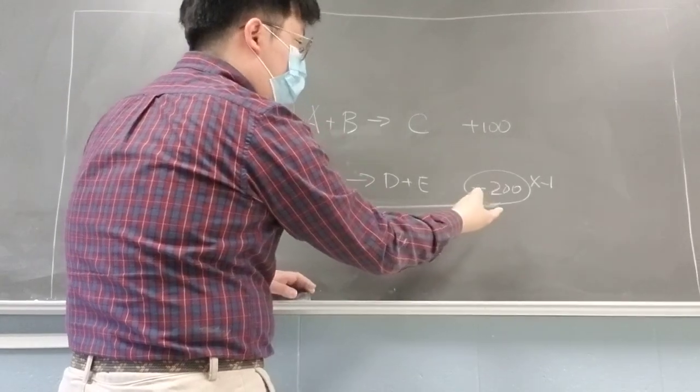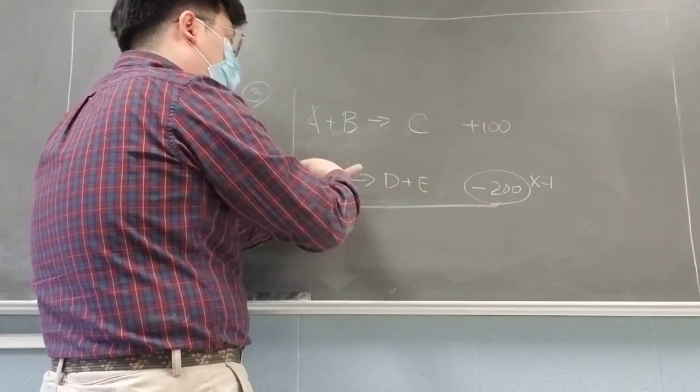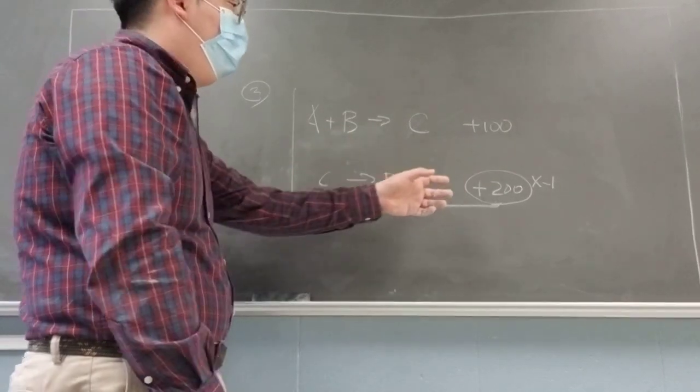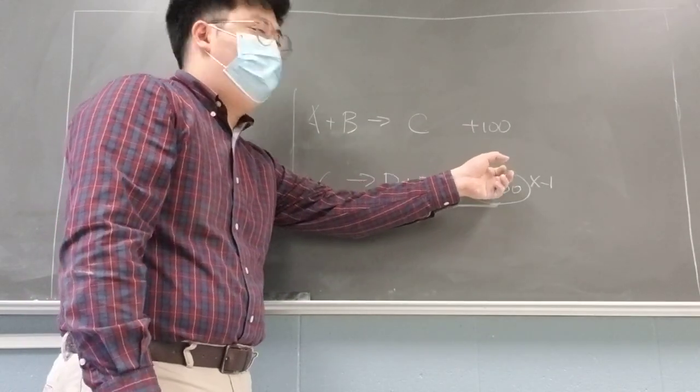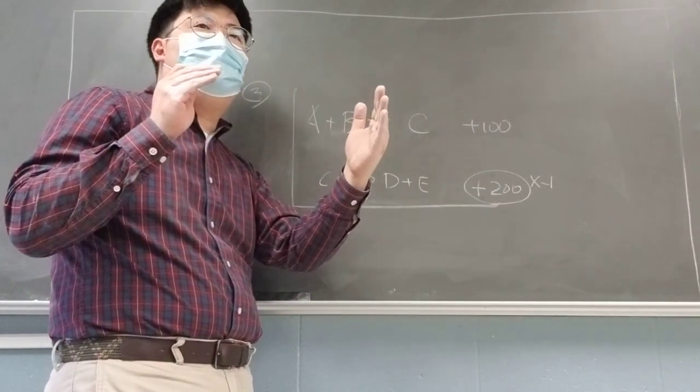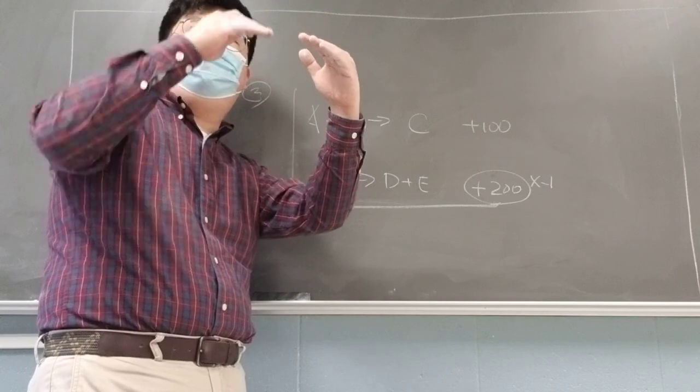So this will be once negative 200, but when you flip it, it's the positive 200. So it's the other way. Maybe it was 100. When you flip it, it will be negative 100, because it's actually going the other way. So the change will be actually the other way.